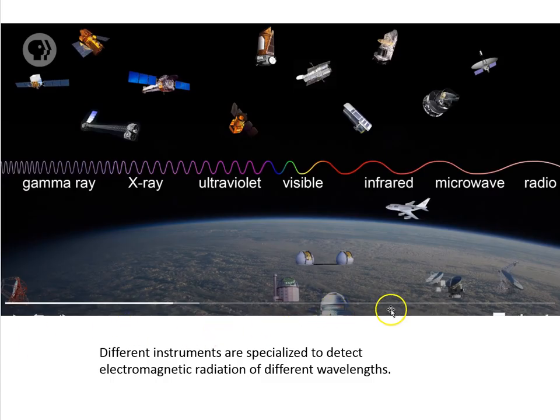Now, scientists have developed different instruments to detect electromagnetic radiation at different wavelengths. And so this is an important part of our study of the universe. There's a lot of the universe out there that we can't see because objects are emitting radiation of wavelengths that we cannot detect with our eyes.